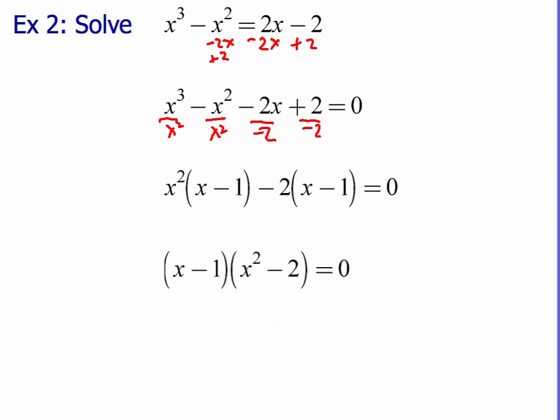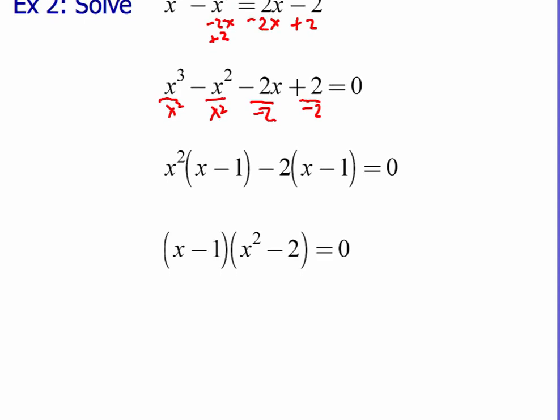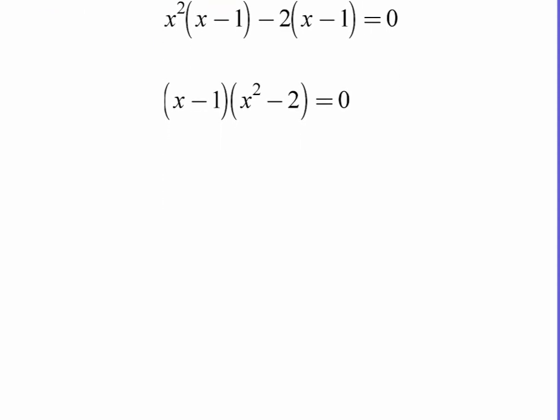I'm going to rearrange these into x minus 1 times x squared minus 2. I need to check to make sure neither one of these can be factored. This is linear, so it can't be factored. X squared is a perfect square, but 2 is not a perfect square, so that can't be factored.